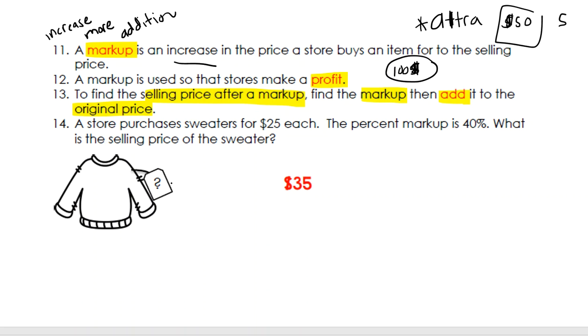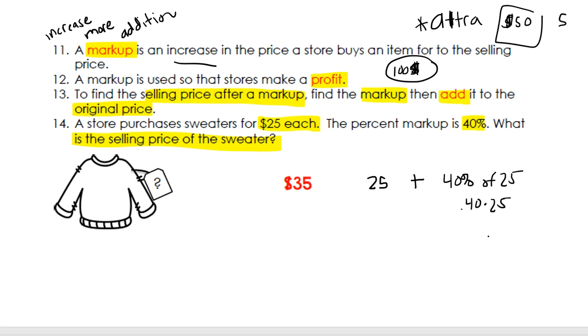Okay. Number 14, a store purchases sweaters for $25 each. The percent markup is 40%. What is the selling price of the sweater? So if the original price of the sweater is $25 and the store is going to mark it up 40%, that means we're going to be adding something. And the thing that we're going to be adding is 40% of 25. So you figure this out first. You've got to figure out what your markup is by finding 40% of 25.